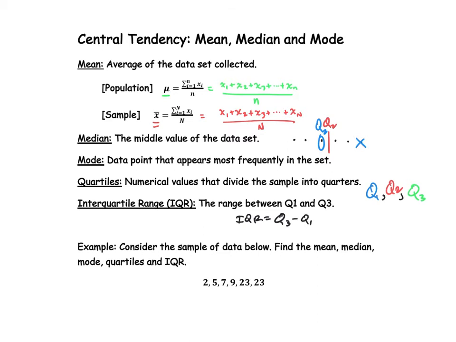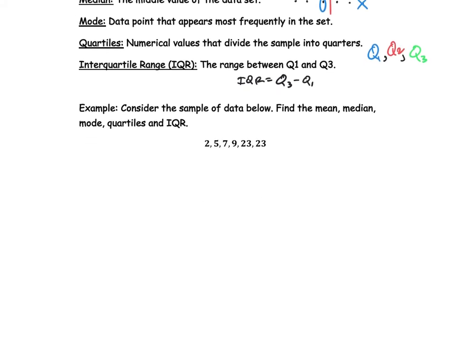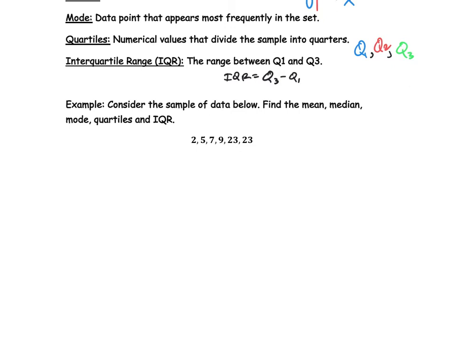Outstanding. Let's look at a quick example here. We're going to find the mean, median, mode, quartiles, and IQR. Now, let's make an assumption. This says sample, so let's say then that if we find the mean, we're finding x bar. No difference in calculation than finding mu, but let's make the assumption that all we've got here is a sample of the population. Okay, so the average, what would that be?